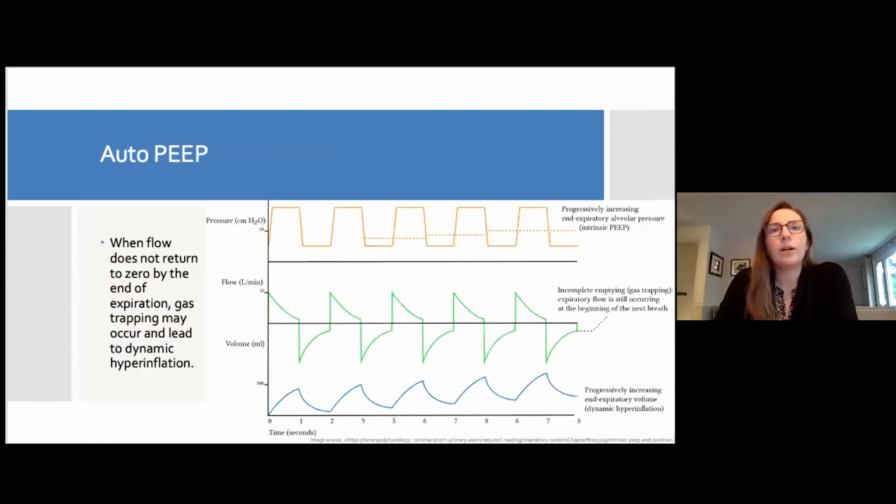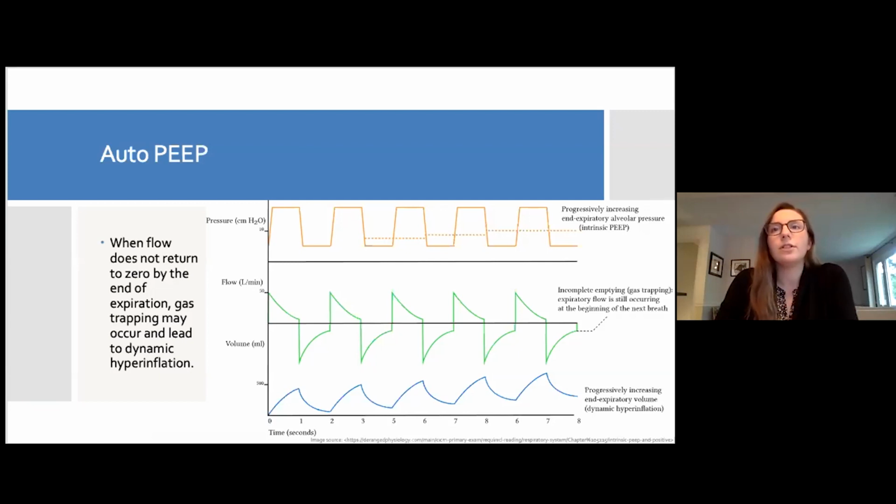So I'll talk a little bit more about auto-PEEP here. Auto-PEEP occurs when the flow does not return to zero by the end of expiration. So we have pressure, flow, and then volume curves here. And we can see on the flow curve here, the green curve, inspiration is above the line and expiratory flow is below the line. So flow into the lungs is above the zero line and flow out of the lungs is below that zero line. So what we see here is that at the end of every expiration, flow is still happening.